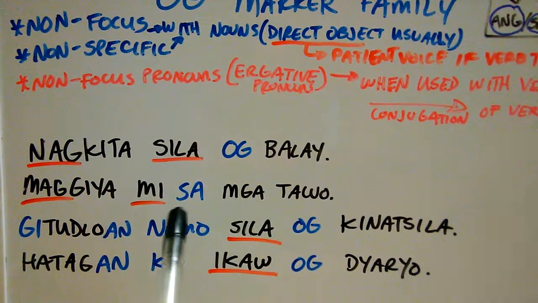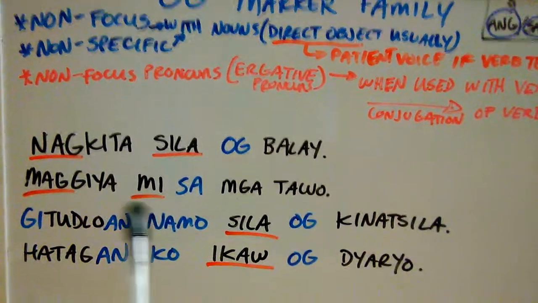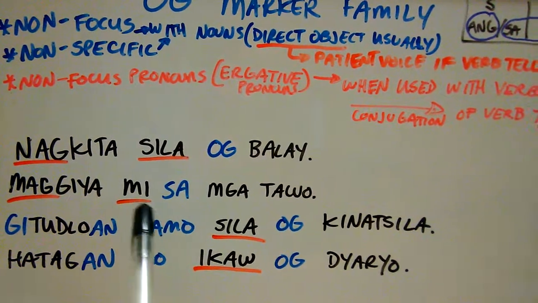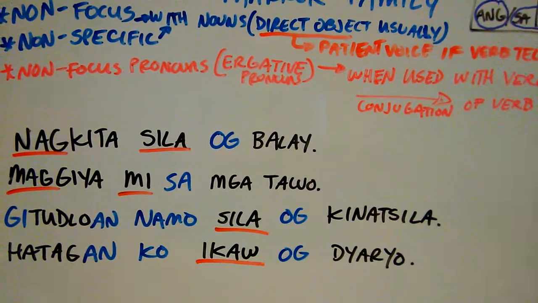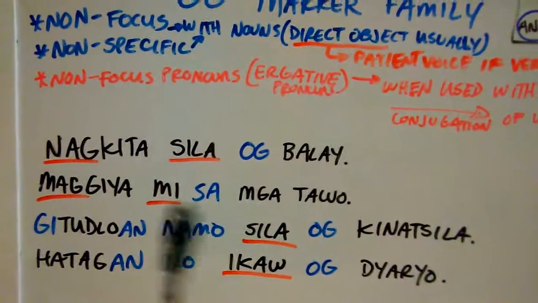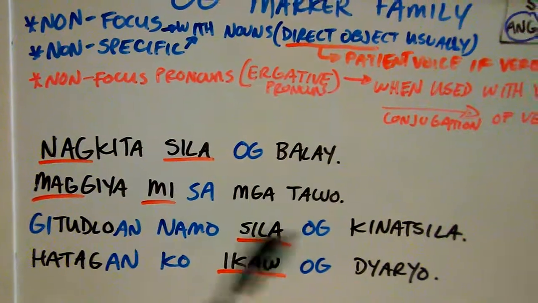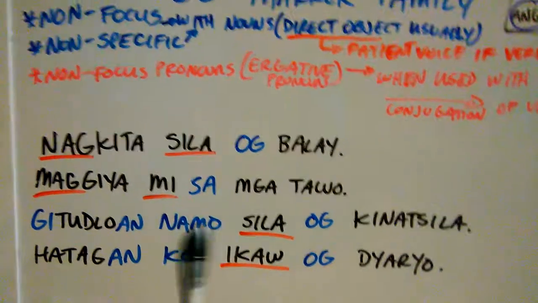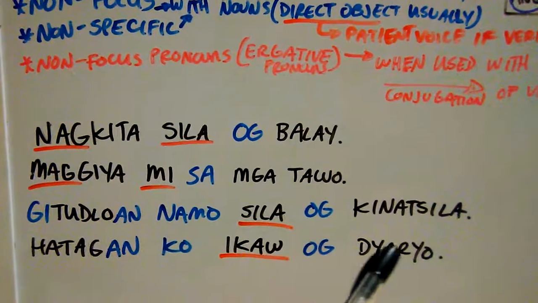And again, look at mag and mi. They are both marked in the absolutive, or the ang set of markers, right? Because mag triggered the absolutive case pronouns, which is mi, which is short for kami, which is us, the exclusive us, not including the listener, but including all of us but the listener, kami, right? The third person plural.